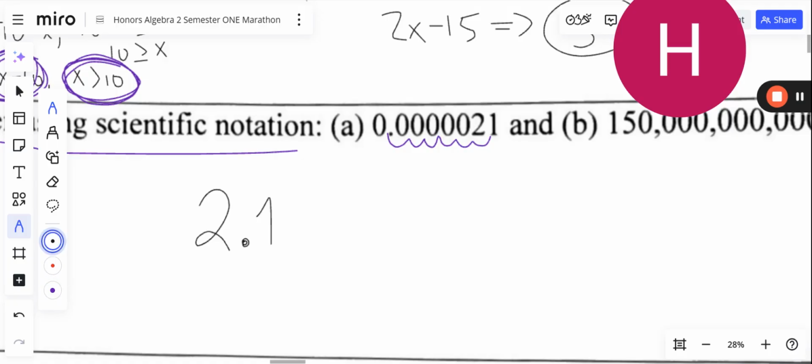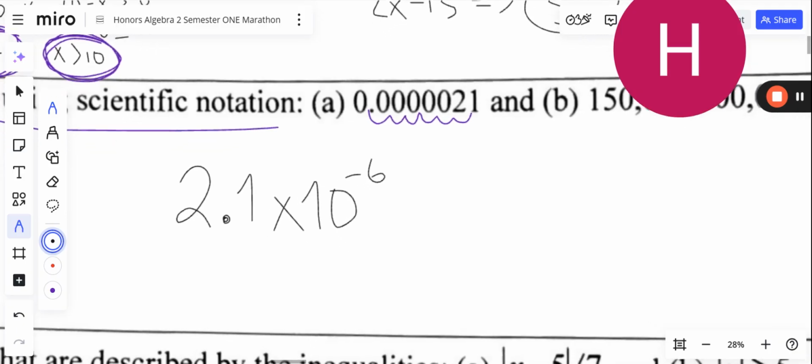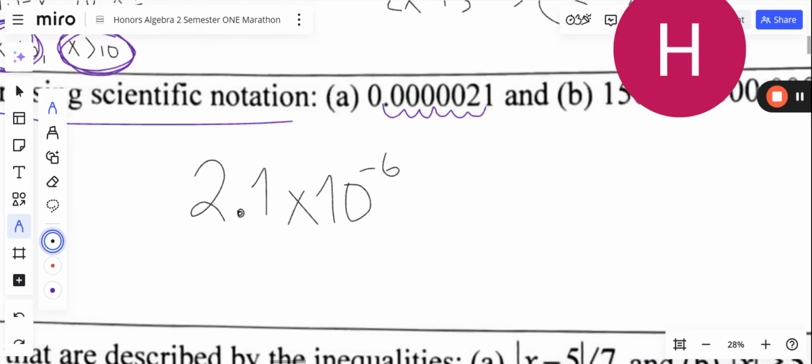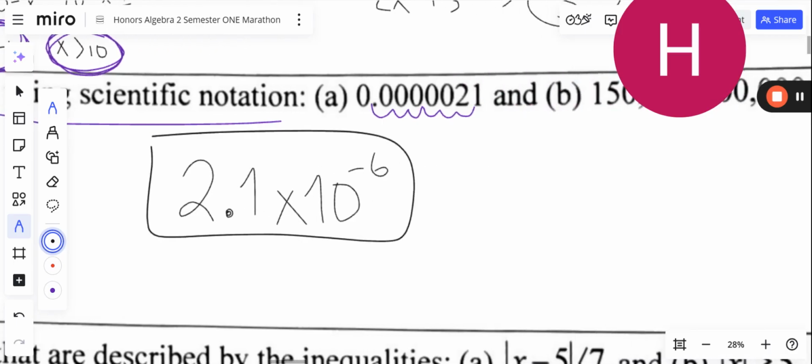Very simple. So this is going to be 10 to the negative 6 power. Basically, each power of 10 is a different placeholder, and the minus means we're going to the left. So we will go to the left 6 places in order to get the true number that we're looking at. So this is part A.